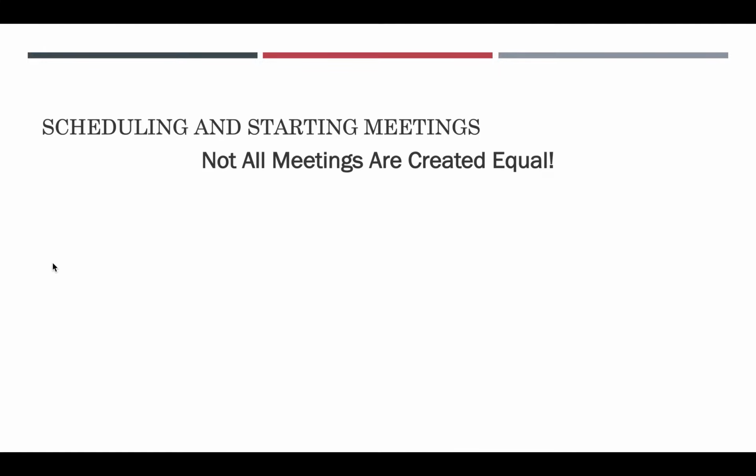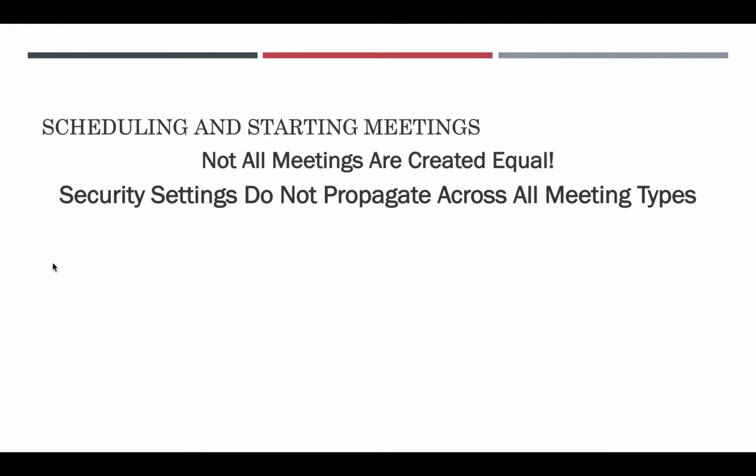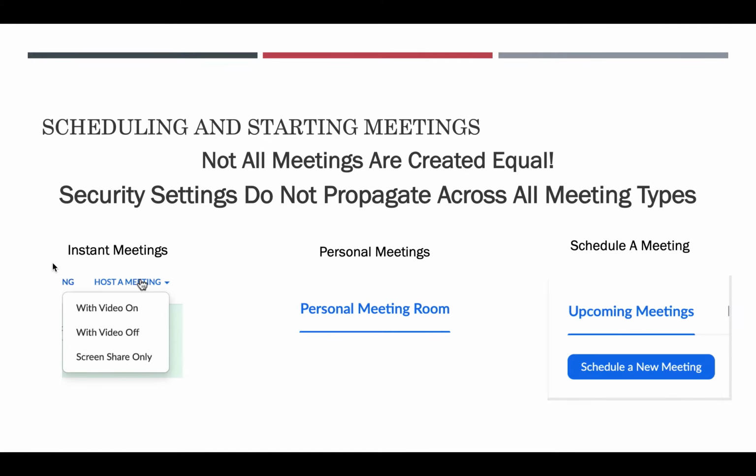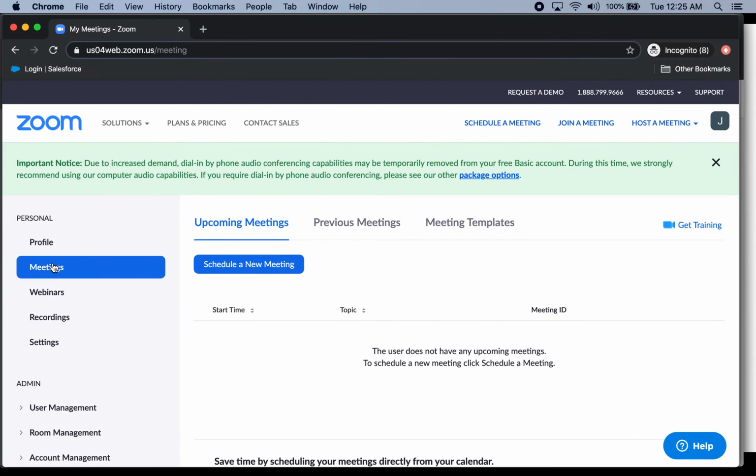Okay, you may or may not know this, but not all meetings are created equal. The security settings aren't the same across all of the meeting types, and we'll take a look at that. There are 3 different ways you can start a meeting. You can have an instant meeting. You can start a meeting from your personal meeting room, or you can schedule a meeting in advance. Let's take a look at each of those.